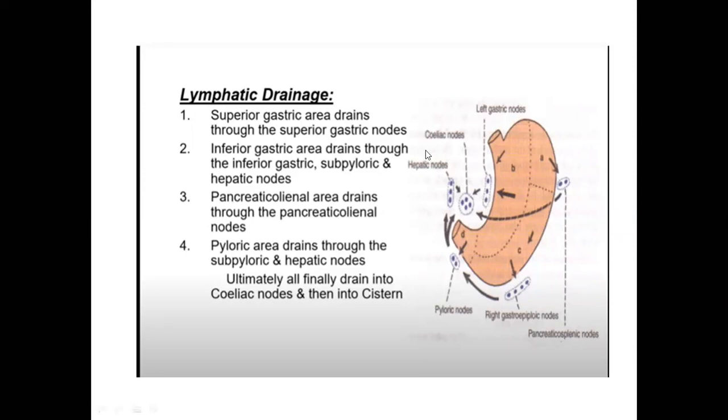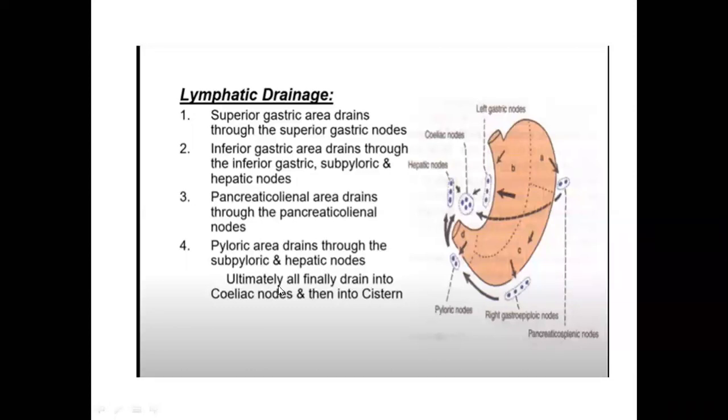You can see here very clearly which part is referred to as the left gastric nodes. You can see here the right gastroepiploic nodes, and the pyloric nodes, because this is the end, the pylorus part of the stomach. So these are the pyloric nodes of the stomach. And then we have the pancreatorenal area, which drains to the pancreatorenal nodes. Then the pyloric area drains to the subpyloric and the hepatic nodes.